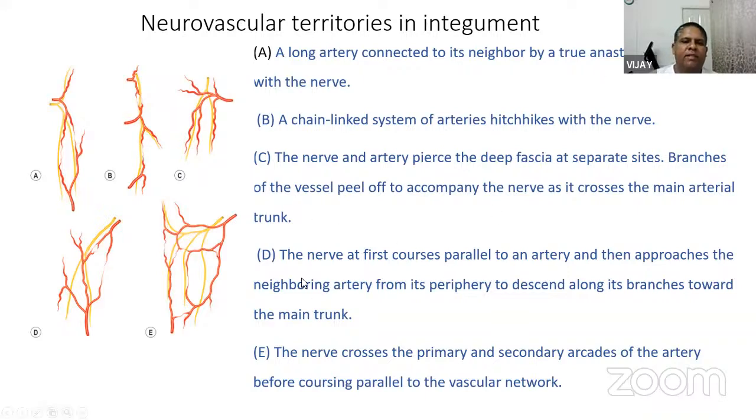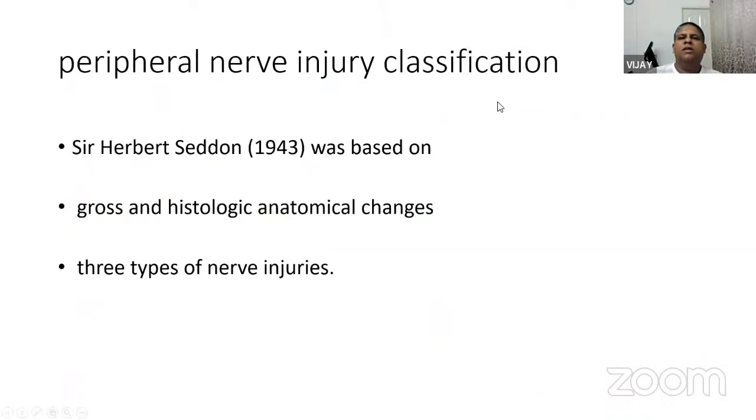In type D, the nerve at first courses parallel to the artery and then approaches the neighboring artery from its periphery to descend along its branches towards the main trunk. In type E, the nerve crosses the primary and the secondary arcades of the artery before coursing parallel to the vascular network. So that is the neurovascular classification of the muscle, neurovascular classification of the integument.